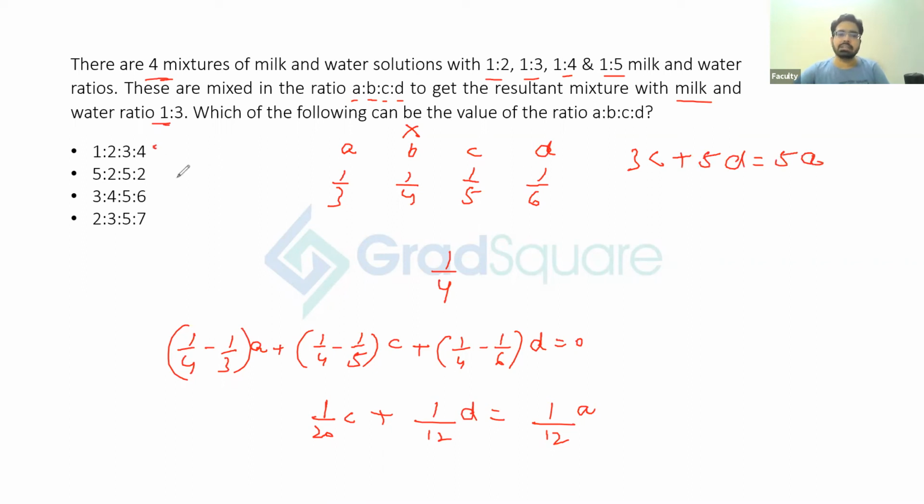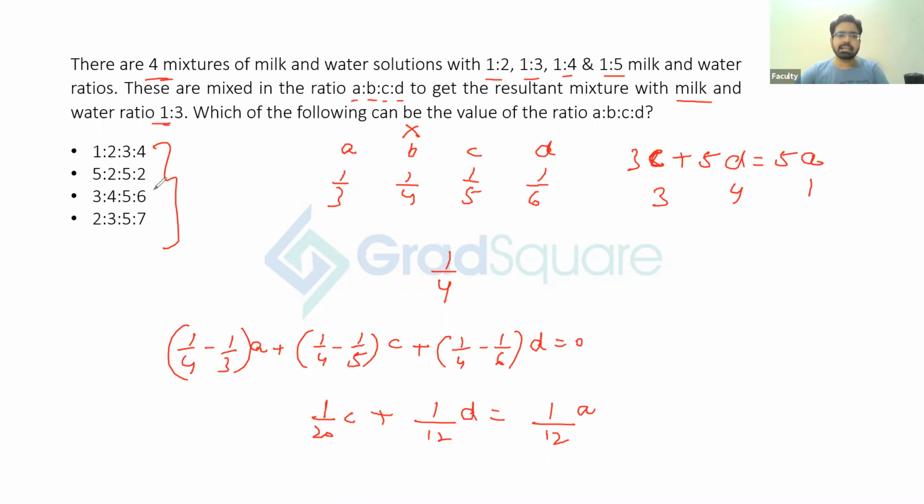Now, any of these ratios should then satisfy this particular condition. So you take the first value as A, the third value as C, and the fourth value as D. So if you now put the value of A as 1 over here, D as 4 over here, and C as 3 over here, does this satisfy? No, it does not, because your right hand side is just 5 and this is going to be 20.